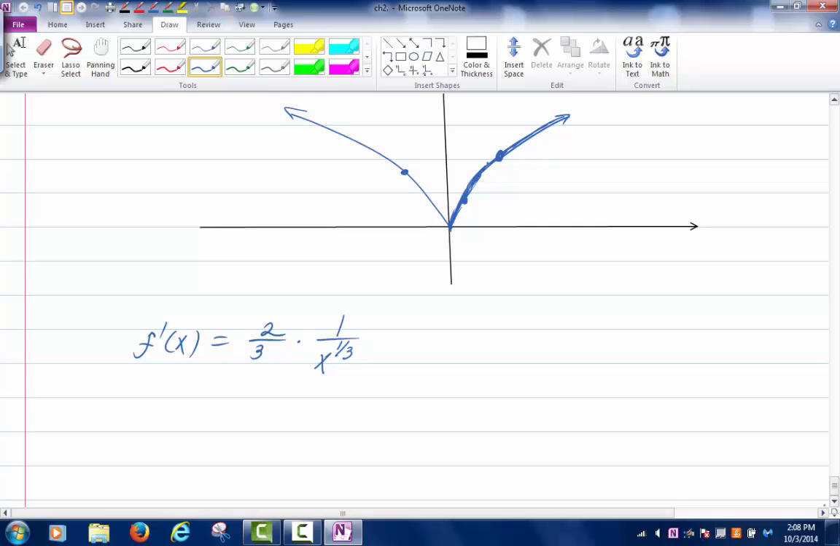Any questions on that example? The last 3 examples that I did in class give you some idea of what happens when the derivative doesn't exist at a point. So that finishes section 2.2.